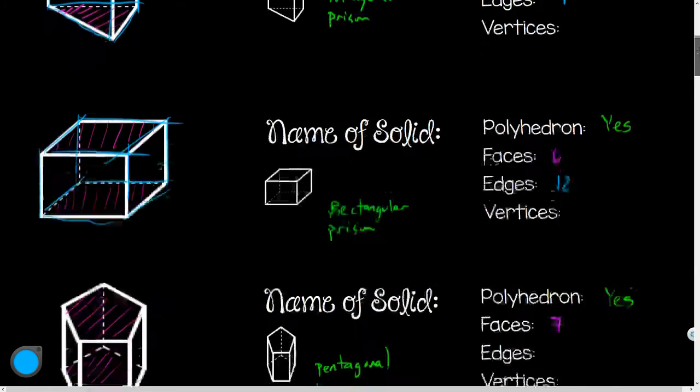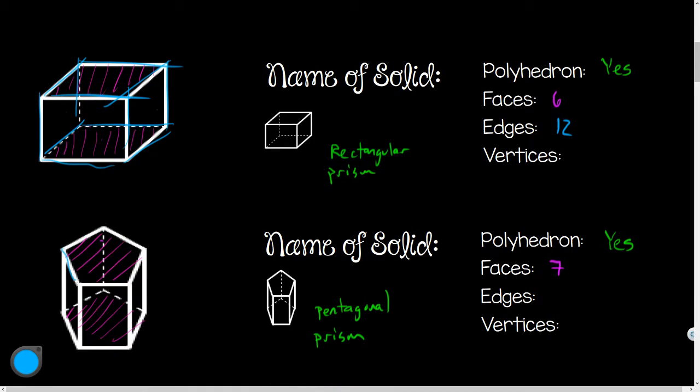Number of edges. And this one's got 5 for each base. That's 5 times 2 is 10. And then 5 extending down, so another 5 is 15. Number of edges. So that's faces and edges.